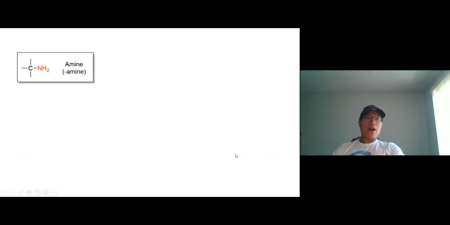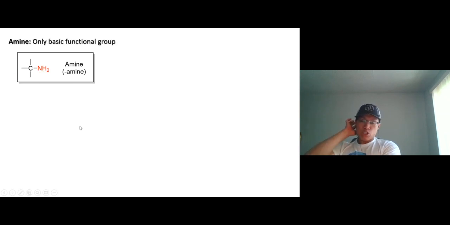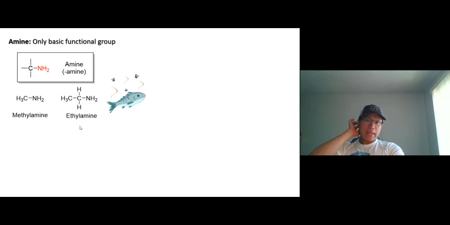Now we go to the functional group that has a basic property, which we call amine. You probably have heard of amino before. That's an amine group or amino group, NH2, with a long carbon chain there. Amine is the only basic functional group. The small amines smell like rotten fish. So we have methylamine, we have ethylamine, right? So carbon chain, nitrogen, carbon chain, and nitrogen.